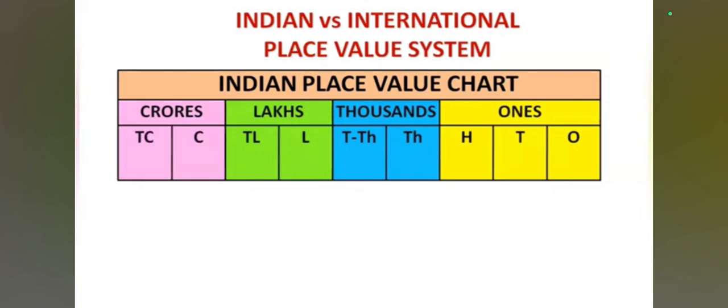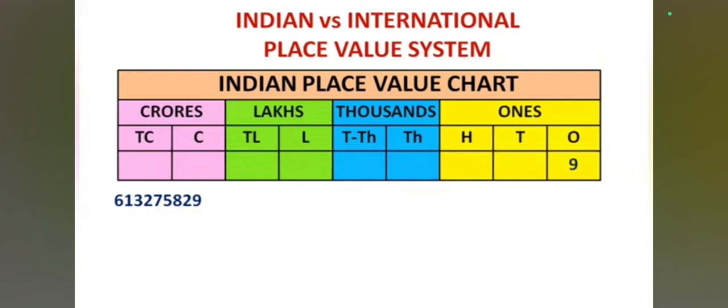Now let us see how to name a number 613275829 in this Indian place value system. First, let us arrange all these digits in the places from right to left like this. Now, let us place commas after every period like this from right to left. Now, let us name the number like this.